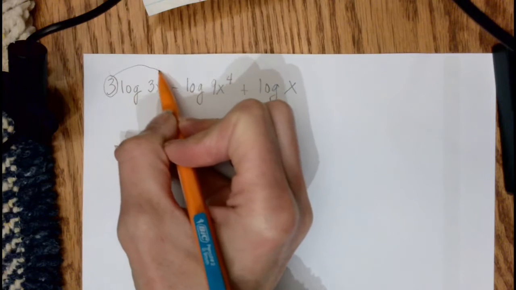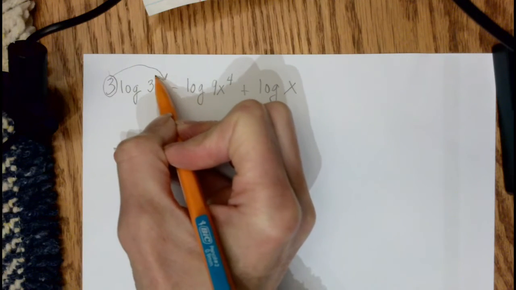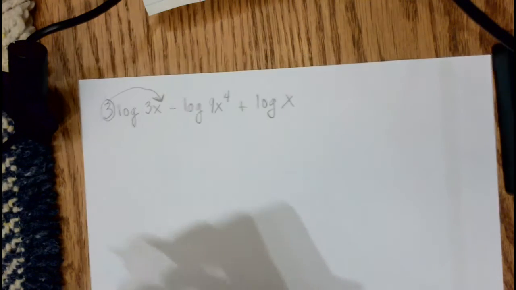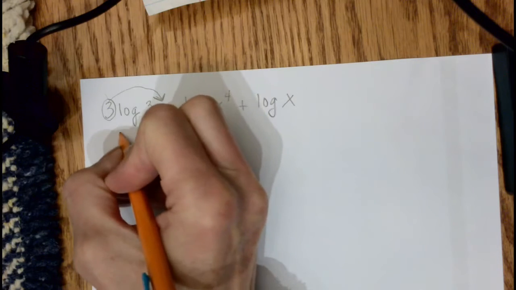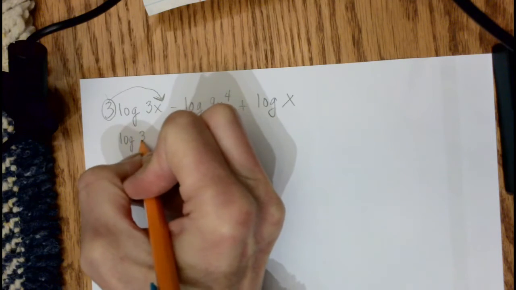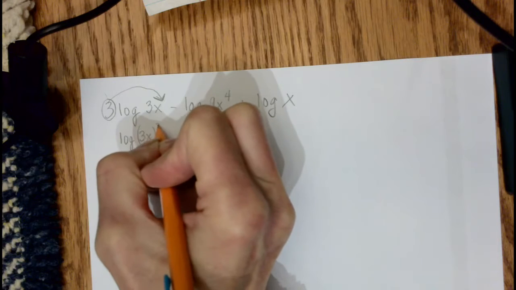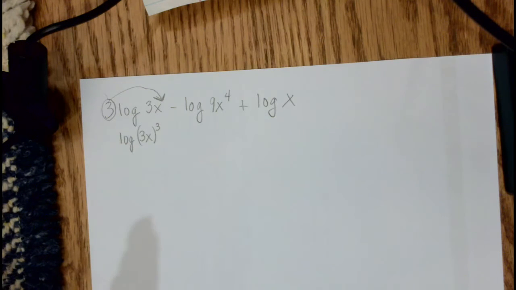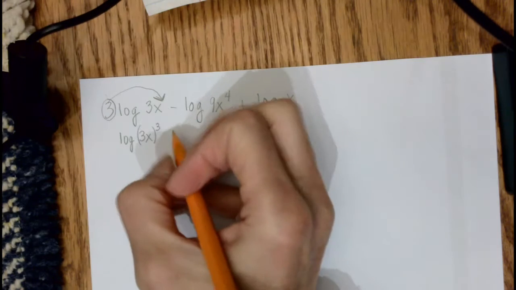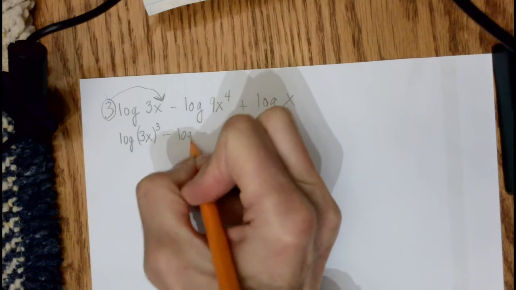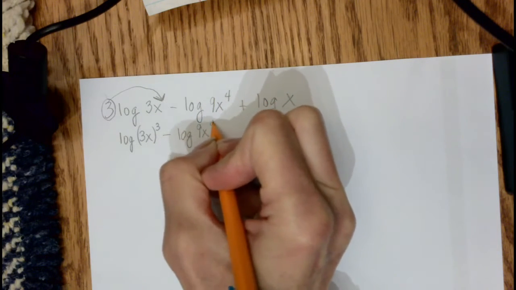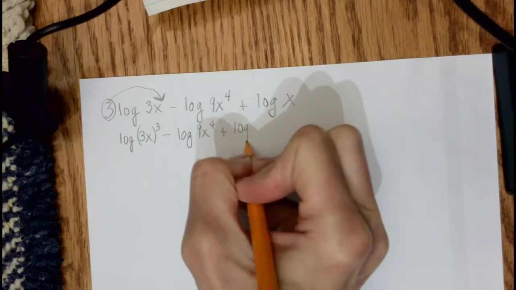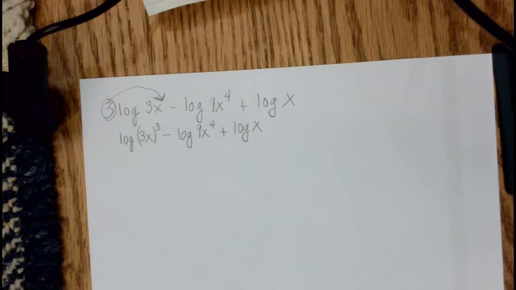And what we're going to do is make it an exponent. It's our third, the power property. When we do that, we get log of 3x to the third. And it's the entire 3x that needs to be cubed. Minus log of 9x to the fourth, plus log of x.